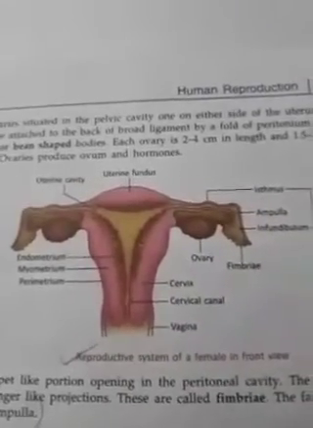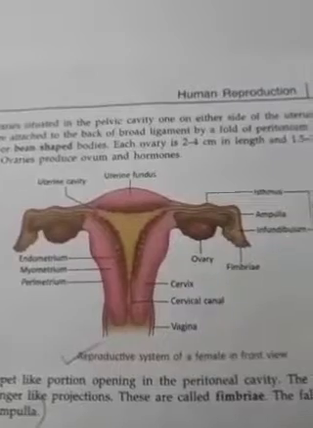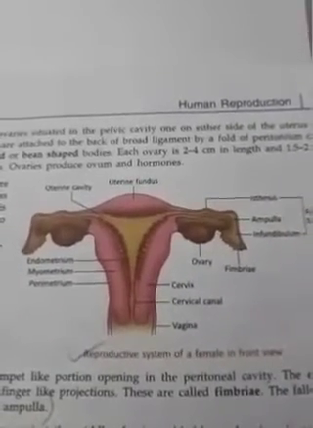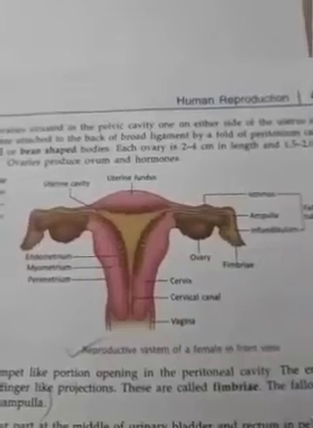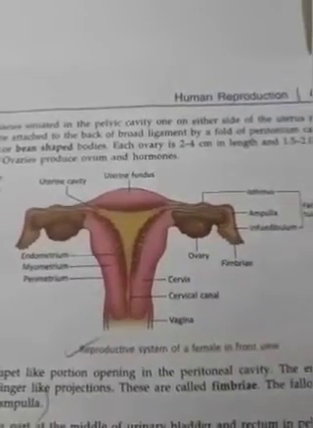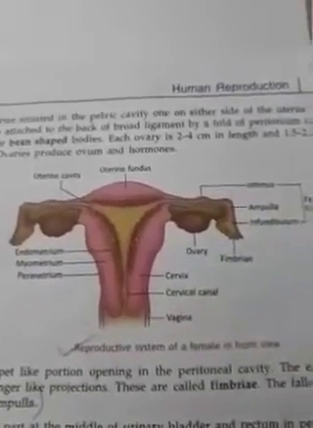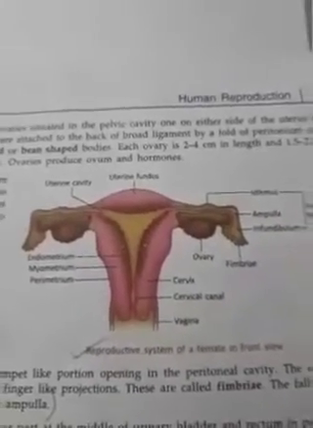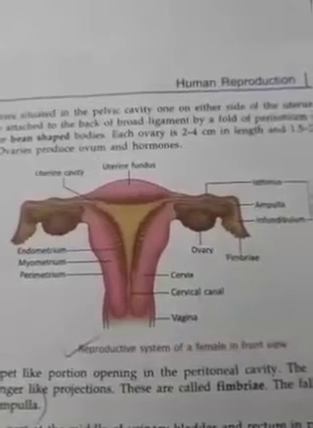Lastly comes the Bartholin's gland. These are not drawn in this diagram, and these are two pear-shaped glands on either side of the vaginal opening, and the secretions of this gland help to make the vaginal canal slippery and moist for a better entry of the sperm.